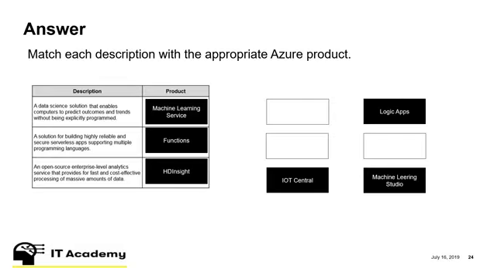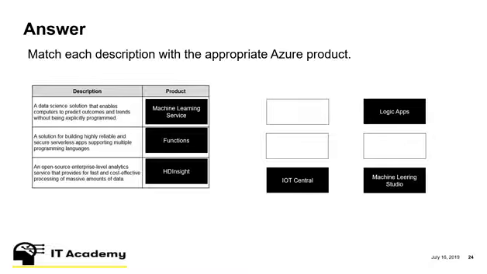So, how should we answer this question? Well, the first one, we're looking for a data science solution that enables computers to predict outcomes and trends without being explicitly programmed. Azure Machine Learning is a service that will look at trends, it will look at sets of data, and it will learn from there by itself how to make decisions on that type of data. Therefore, it doesn't need to be explicitly programmed to handle that. So machine learning is the answer there.